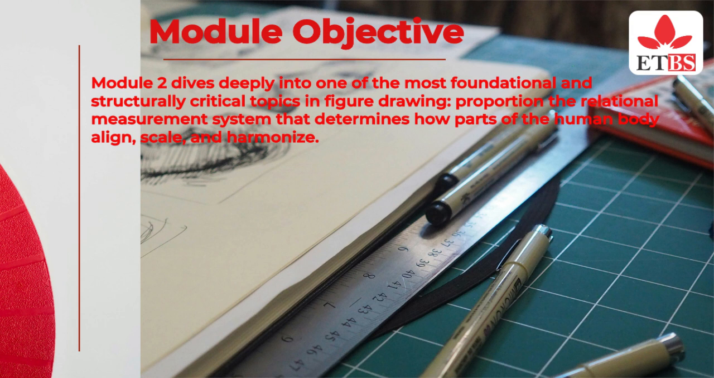By the end of this module, you will understand how to apply standard proportions to construct full figures, identify proportion variations across gender, age, body type, and ethnicity, analyze proportion dynamically, e.g., during movement or foreshortening, and adjust proportions intentionally for stylization, e.g., manga, superhero comics, or animation. This module serves as the structural skeleton on which anatomy, gesture, and stylization are layered in future modules.